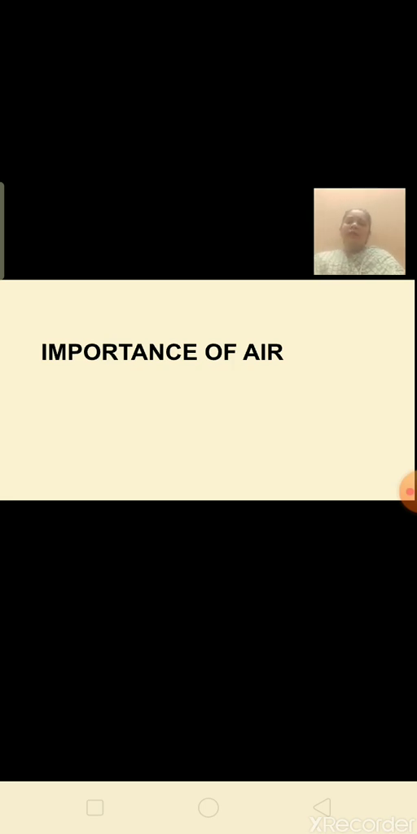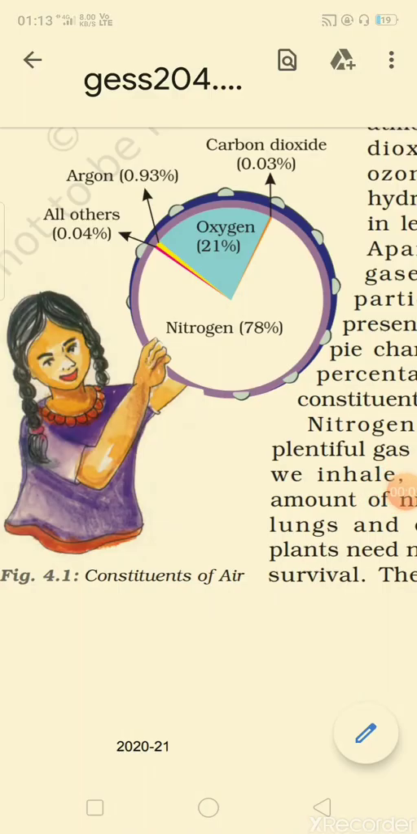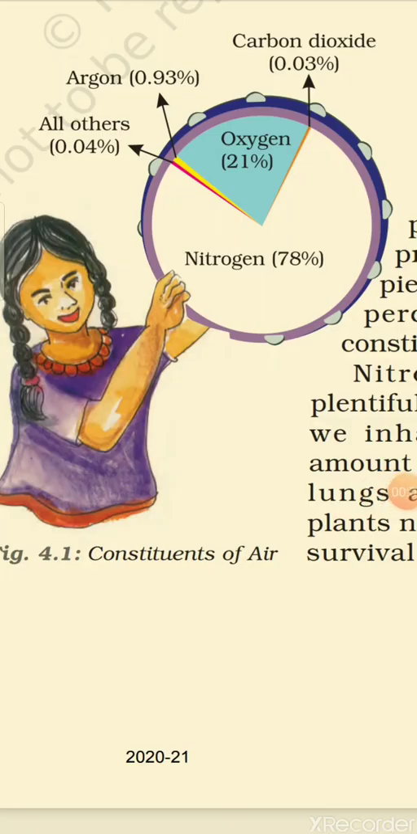So now children, you must have understood the importance of air. Now let us take a look at the composition of atmosphere. Students, atmosphere is a mixture of various gases. It mainly consists of nitrogen, oxygen. Students, do you know that atmosphere is a mixture of various gases? It consists of nitrogen, oxygen and other gases like argon, carbon dioxide, helium, ozone and hydrogen.